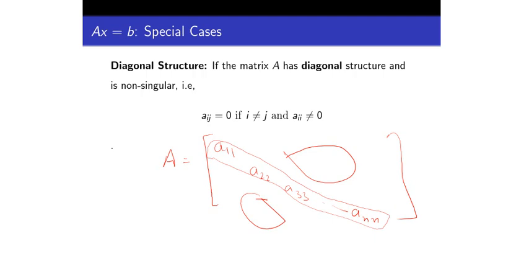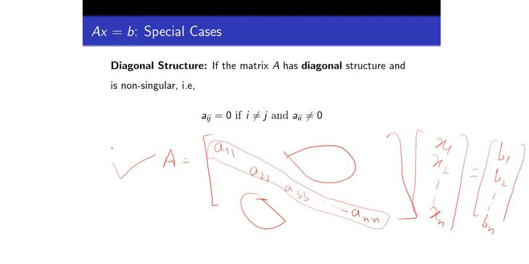Okay, so this is a very simple structure which is easy to solve. If you have matrix A in the following form, it is very easy to solve. You have the unknown vector x1, x2 and so on, xn, equal to the right-hand side b1, b2 and so on, bn. Once you have the coefficient matrix A like this, the solution is immediate. So xi is nothing but bi divided by aii, for 1 less than or equal to i less than or equal to n.